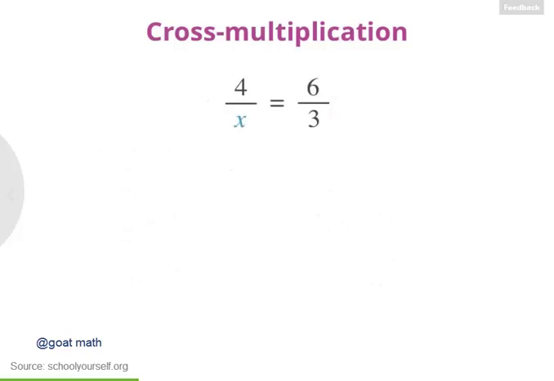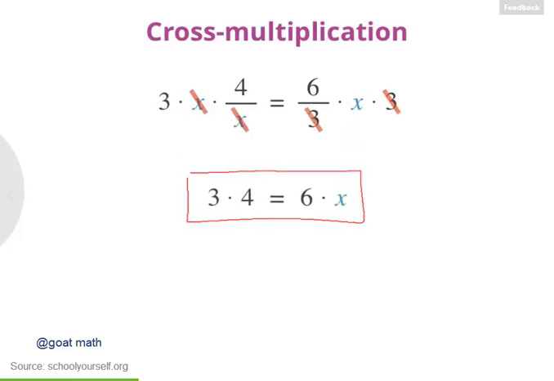Now what about an equation with fractions on both sides, like 4 over x equals 6 over 3? How can we solve this? Well, first, let's multiply both sides by x, and the x's on the left cancel out. Then we can also multiply both sides by 3, and the 3's on the right cancel out. And so 3 times 4 equals 6 times x.